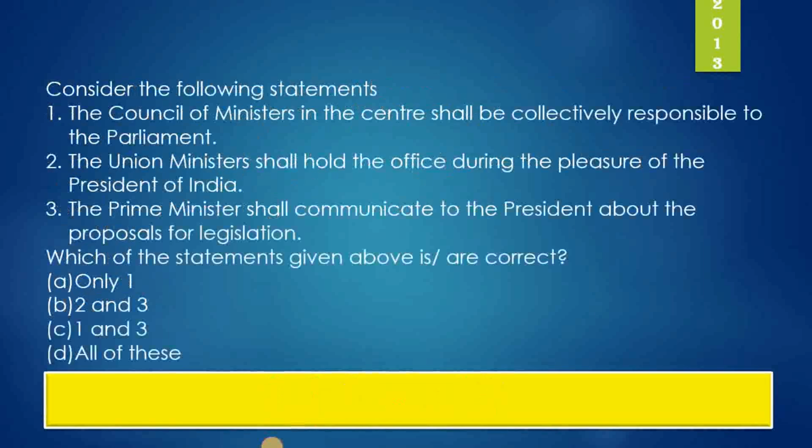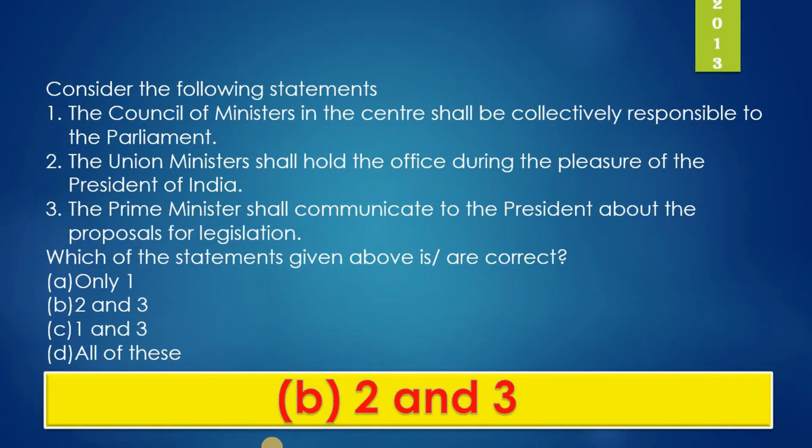Next question. Consider the following statements. One, the Council of Ministers at the Centre shall be collectively responsible to the Parliament. Two, the Union Ministers shall hold office during the pleasure of the President of India. Three, the Prime Minister shall communicate to the President all proposals for legislation. Of these three statements, which are correct? Options are only 1, 2 and 3, 1 and 3, or all of these. So the answer is option B, that is 2 and 3.